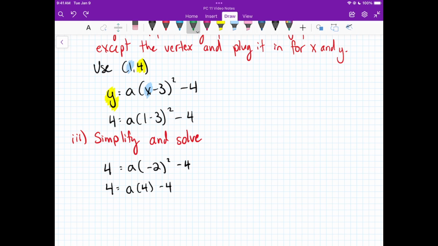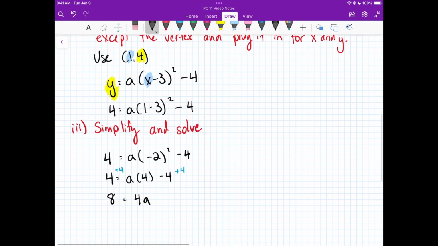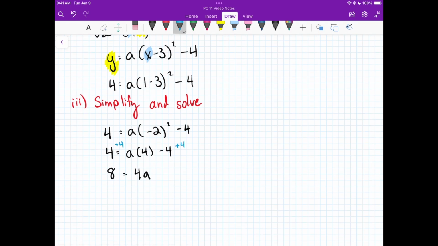What we want to do is solve for a. So, opposite operations, we want to move the negative 4 to the left side of the equation, and we're going to do that by adding 4 on both sides. So 4 plus 4 gets us 8 on the left, and on the right we still just have 4 times a. Our last thing is to get rid of the 4 on the right by dividing. We divide both sides by 4, and a is going to be 2.